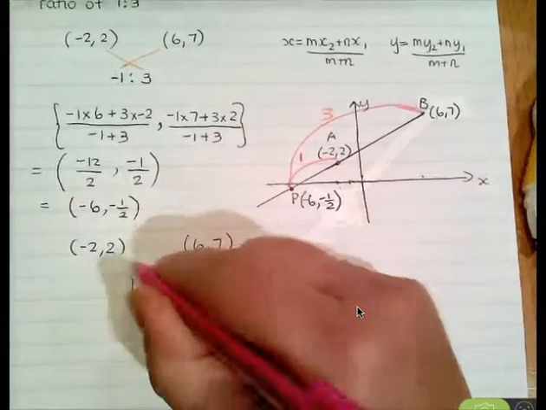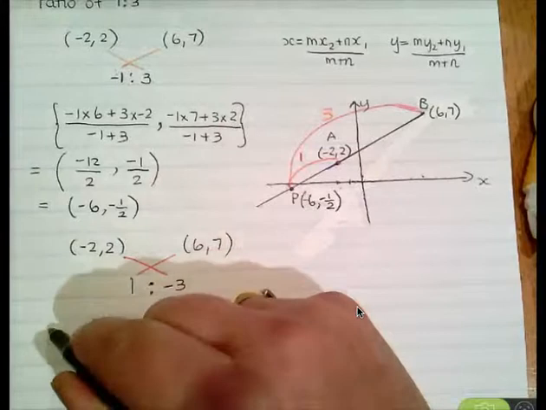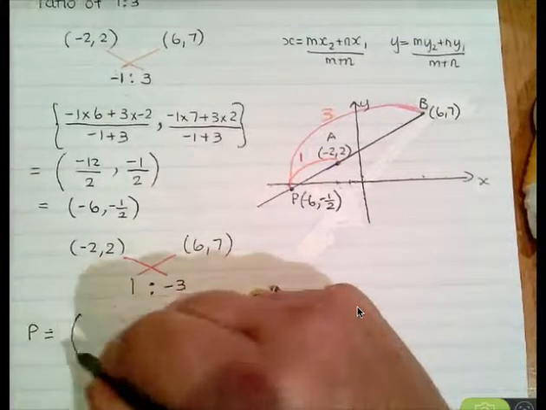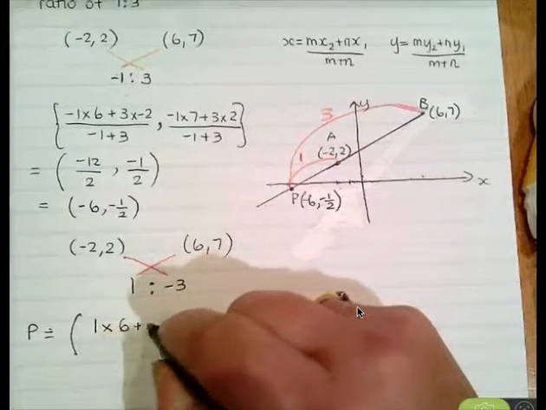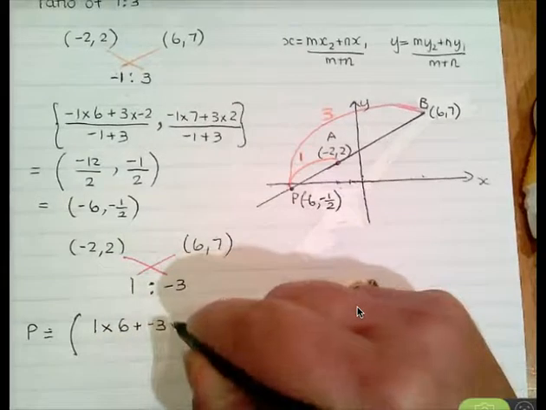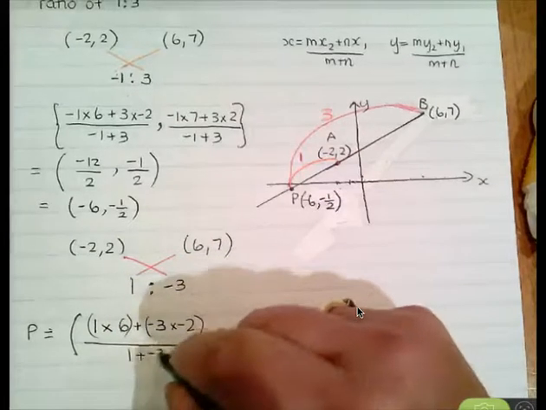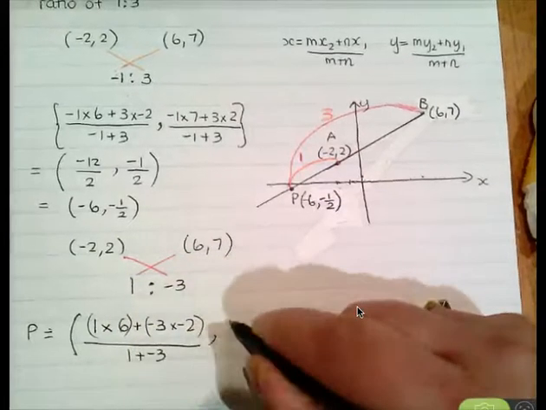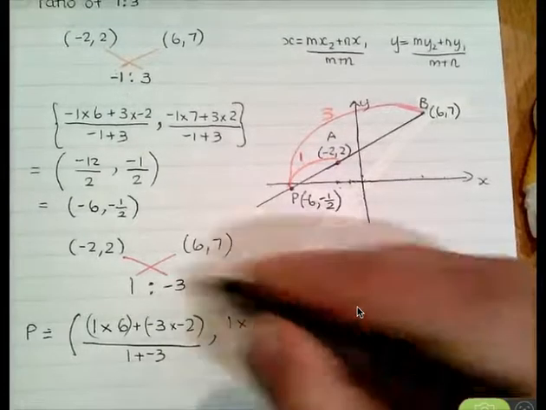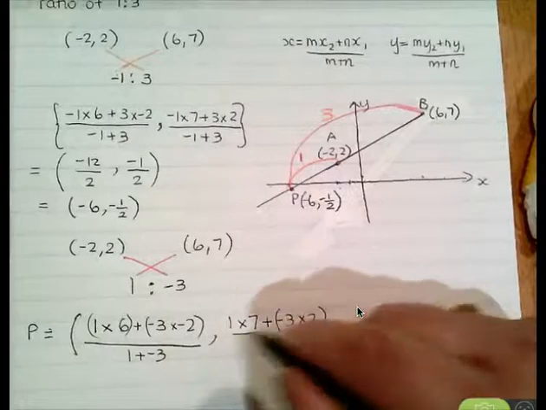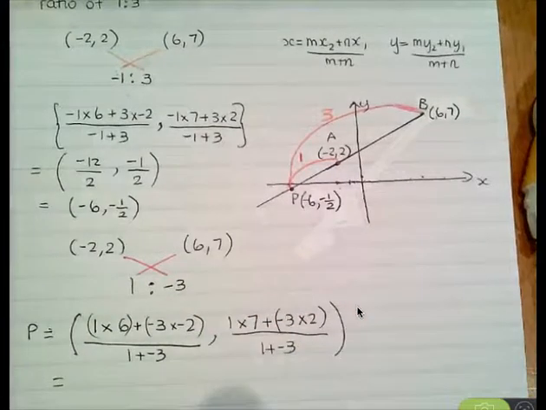Got my little crisscross here, and let's start from the left. My point P is 1 times 6 plus -3 times -2, over 1 plus -3, and the y value will be 1 times the 7 plus -3 times the 2, over 1 plus -3. And that gives me the (x, y) point straight away.